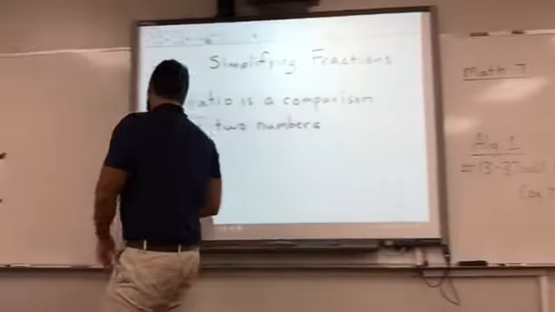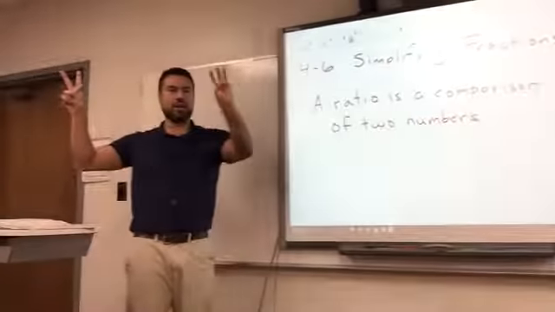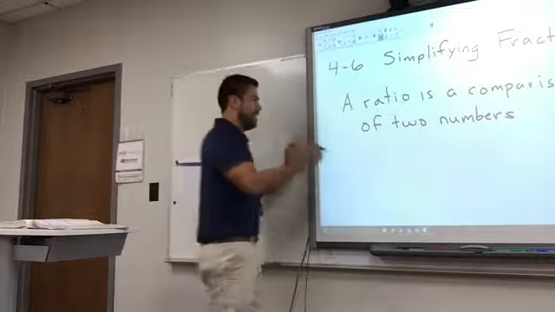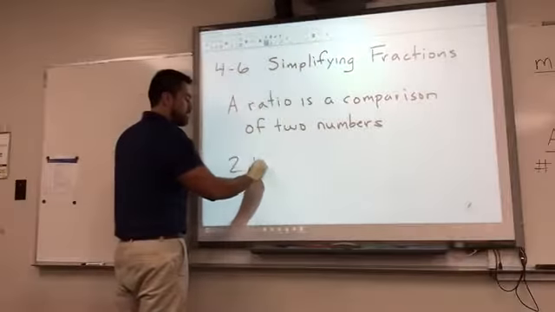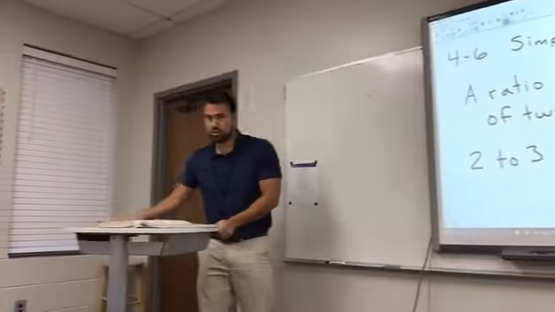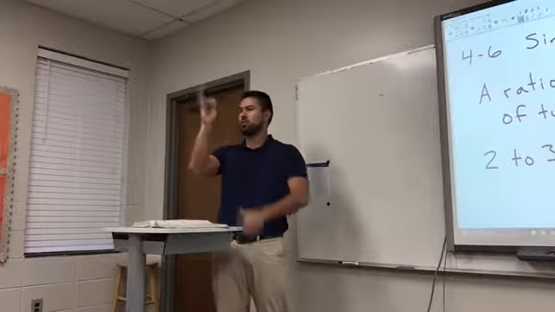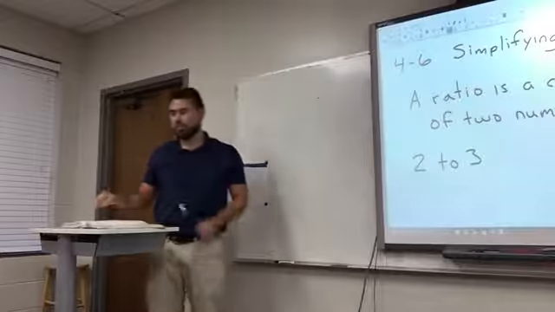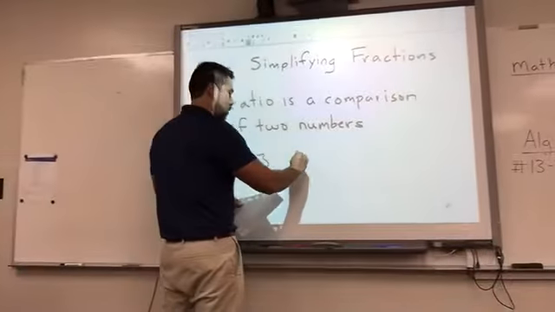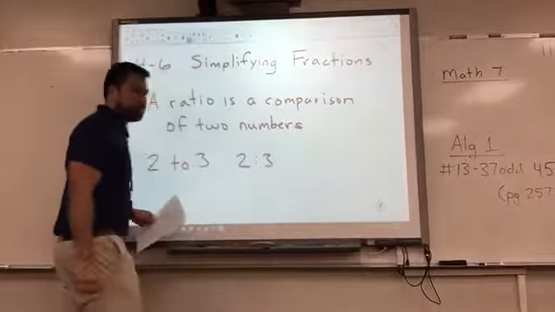And you can write it in many ways. I'm going to use the numbers 2 and 3, okay? The first way I'm going to write it is 2 to 3. That's how you can show a ratio. You write the number, and then the word "to," then the other number: 2 to 3. Pretty basic, I hope. Another way to write it, and it's the same thing, would be 2:3.